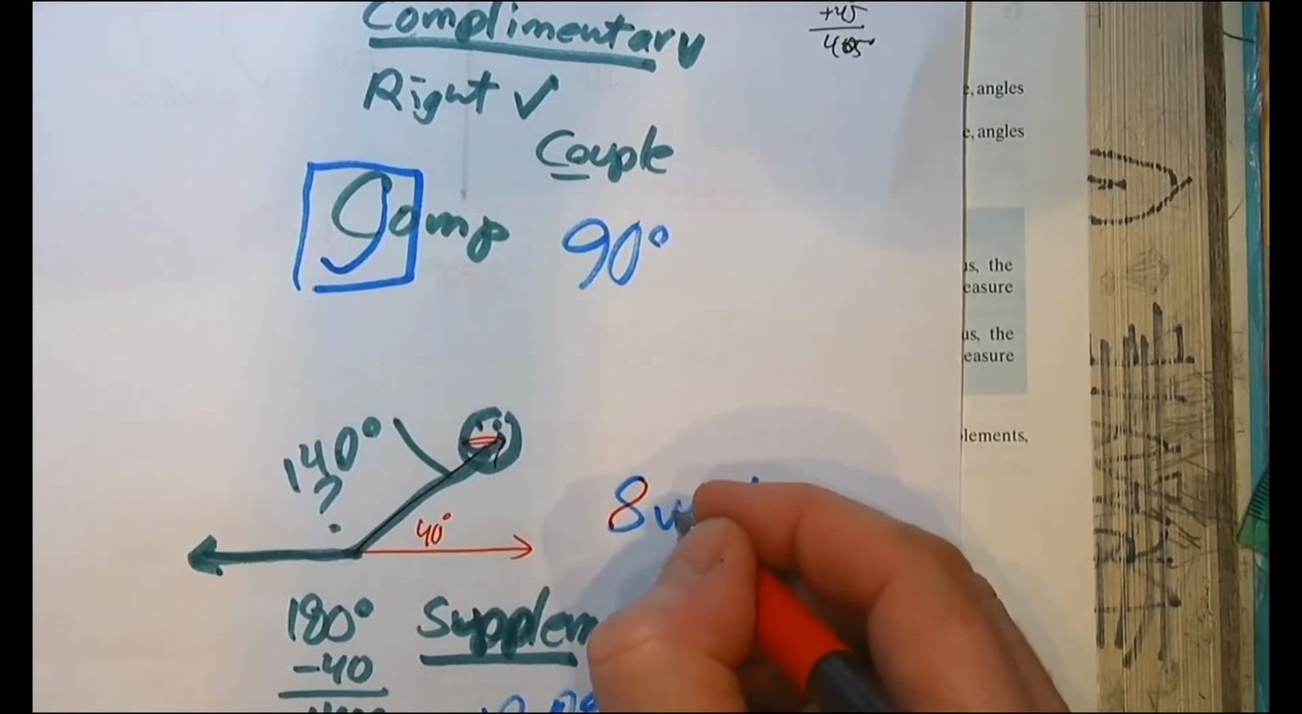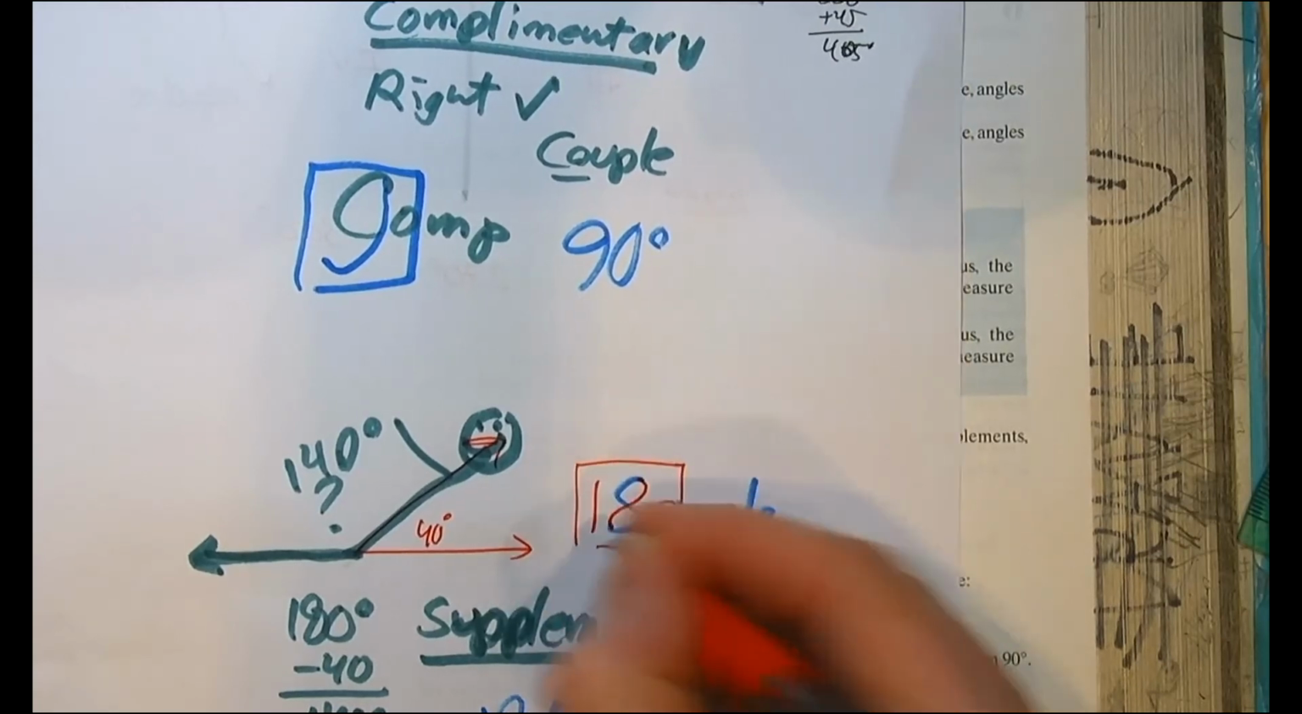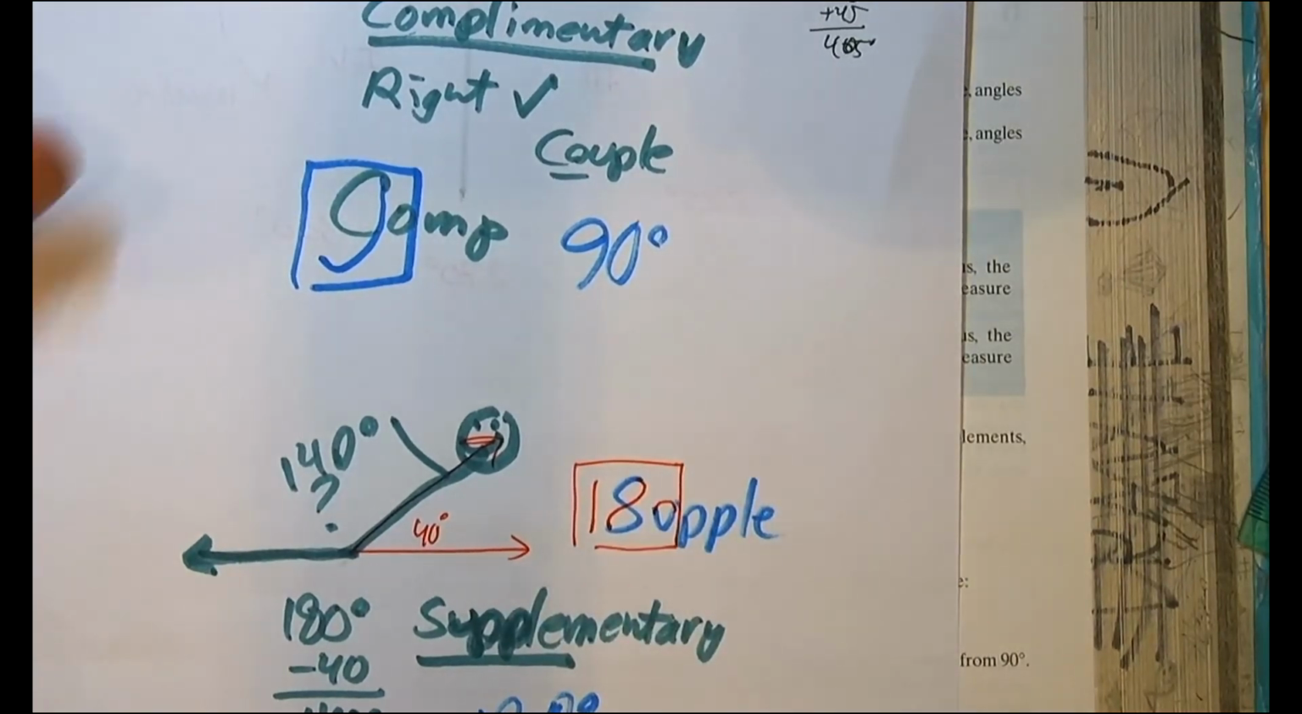Then it looks like an 8, and then you go, oh, what if you turn the U like that, and look, it says 180. Well, sort of, but yeah, so know those.